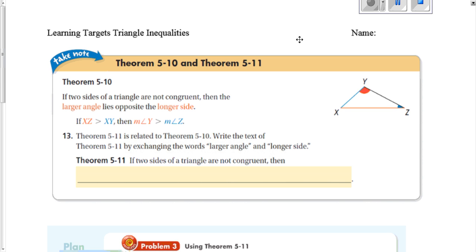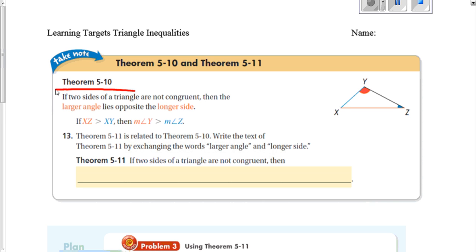All right, we're going to talk about triangle inequalities. First thing we're going to do is talk about side lengths and angle measures and how to determine which is our shortest, medium size, and longest side. So let's take a look at this theorem, Theorem 5.10.